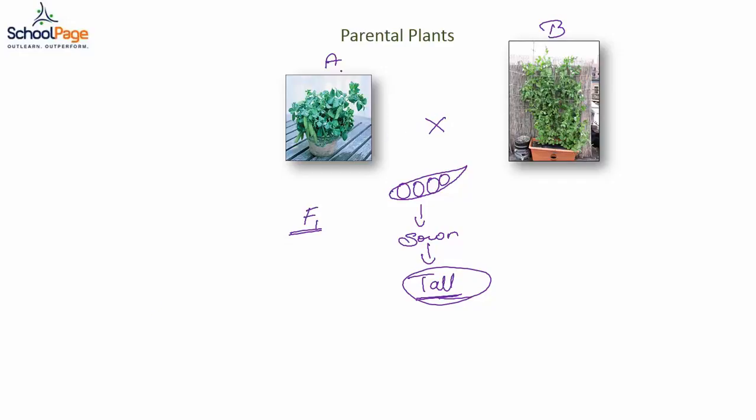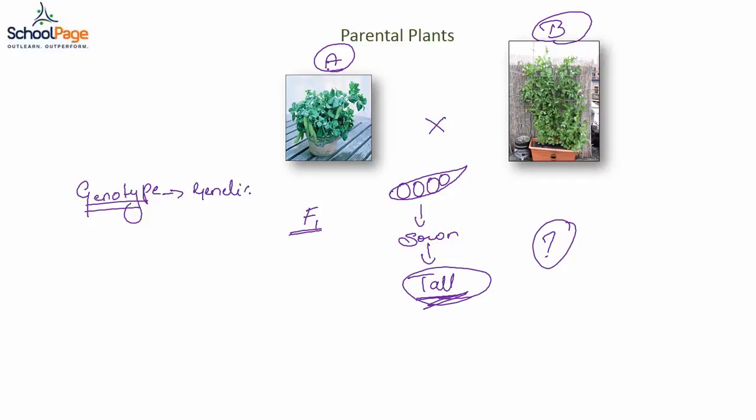Observe that plant A is a dwarf parent, whereas plant B is a tall parent. But the next generation of plants obtained from these two parents were all tall. How did this happen? To get the answer, we have to look into the genotype of the parents. What is a genotype? Genotype is nothing but the genetic representation of the parents.